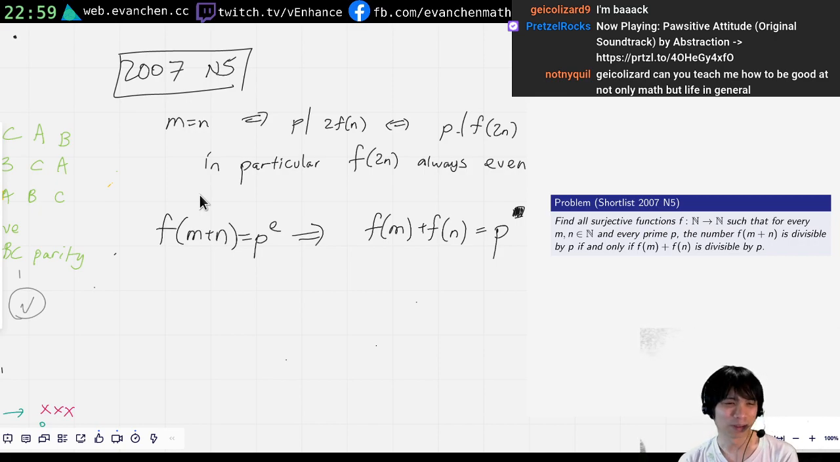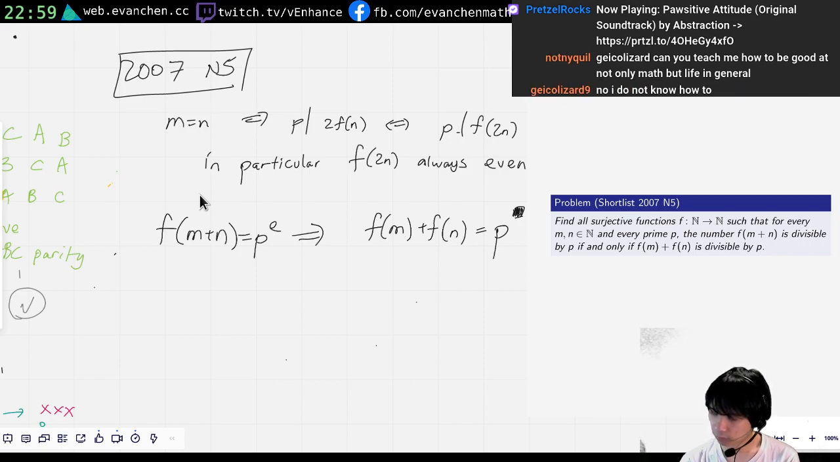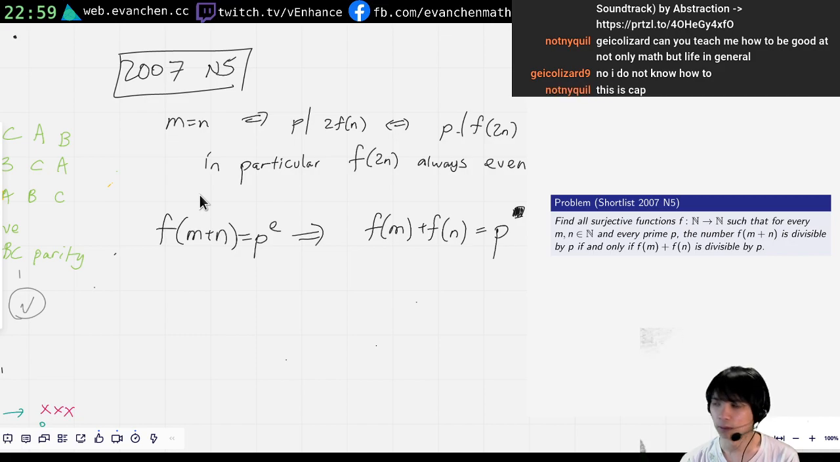I don't know. This seems weird to me because I'm not really using the multiplication. This problem doesn't use a multiplication operation. It uses the addition operation. Anyways, can I show the function is injective? Okay. Because I actually really want to invert it.